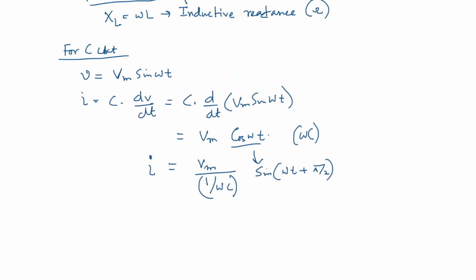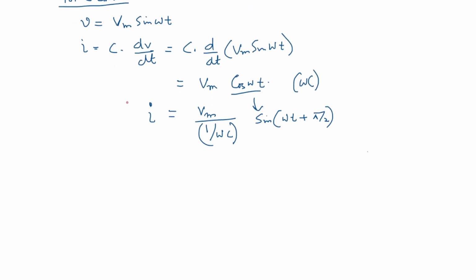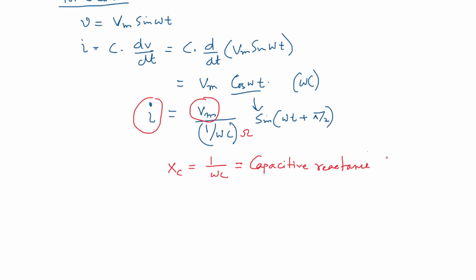So if you take the analogy previously, you see this is current, this is voltage, so it must be ohm. So this term is called Xc. Xc is equal to 1 by omega C. It's called capacitive reactance, unit ohm.